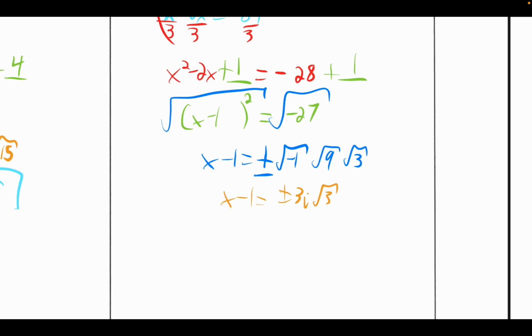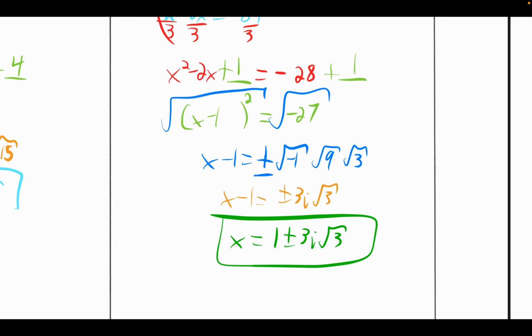Now I go ahead and add 1 to both sides. Cannot combine it with the 3i√3 though, so I just call it 1 ± 3i√3. And that wraps up Algebra 2, Section 4.7.